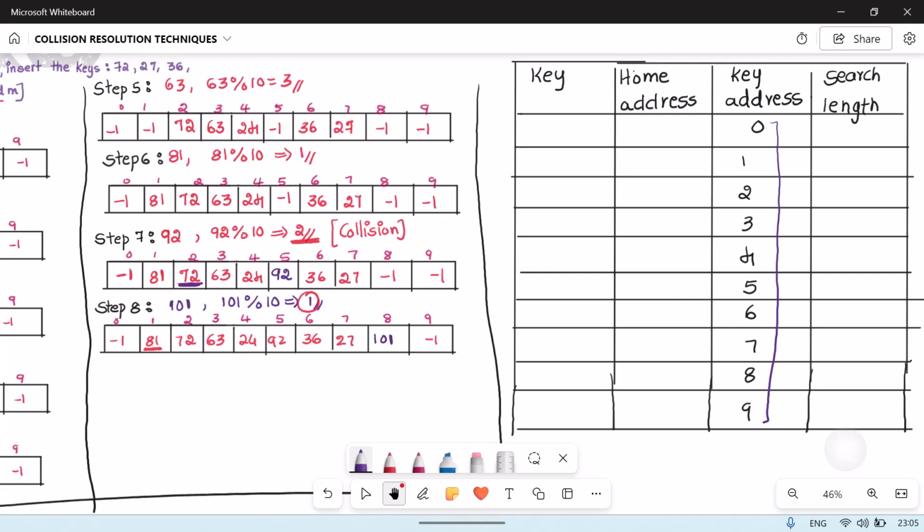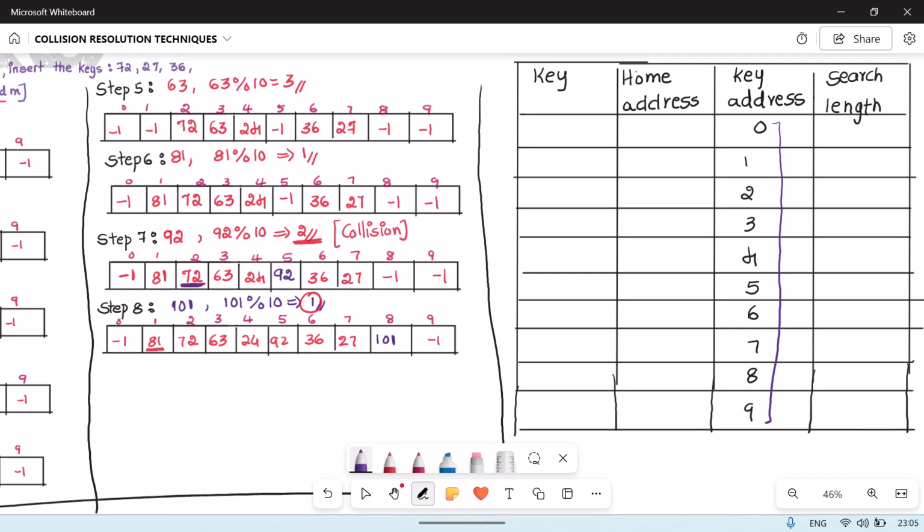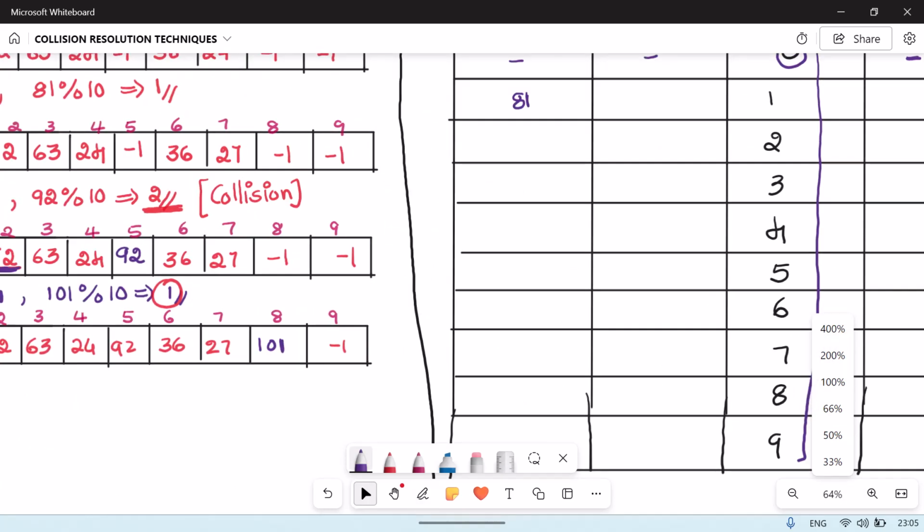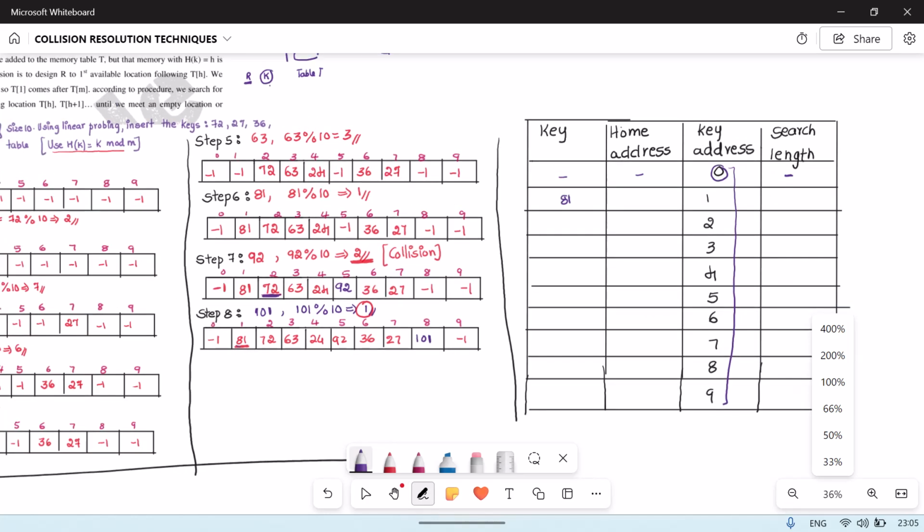See here, the first element that you have at this particular one, 81, will come here. The zeroth position is not having anything, so key is empty, home address is empty, search length is also empty. Whereas the next element, 1, is having 81. Is it supposed to be at 81? Yes, no collision has occurred. So it's at 81.